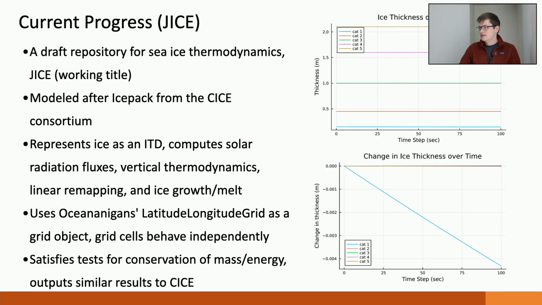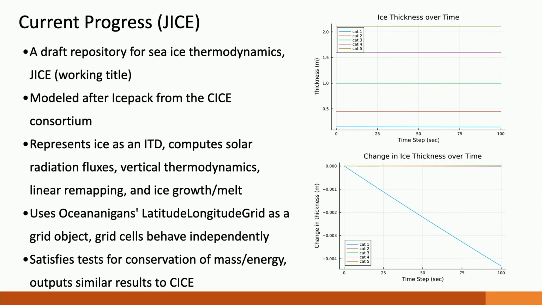So for current progress, I'm working on a draft repository for sea ice thermodynamics with the working title Julia Ice, JICE. I'm workshopping more creative names, so please let me know if you have any. And it's modeled after Icepack from the CICE consortium, which is sort of the gold standard, at least for sea ice thermodynamics. Right now it represents ice as an ice thickness distribution, and it computes solar radiation fluxes, vertical thermodynamics, and within the scope of a grid cell, it also deals with linear remapping to represent horizontal changes in thermodynamics, and ice growth and melt both vertically and laterally as well.